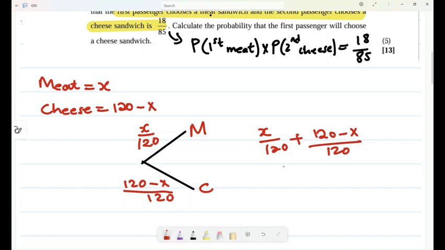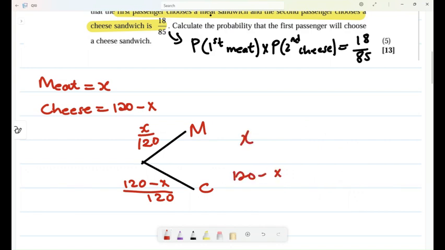So let me see. For x plus 120 minus x, it is 120 divided by 120, which gives me 1. If you only say here it is x, and here it is 120 minus x, you all agree with me, when I add this, it gives me 120, which is not 100%, or which is not what? Exactly 1. All right, so hence we have to divide it off.